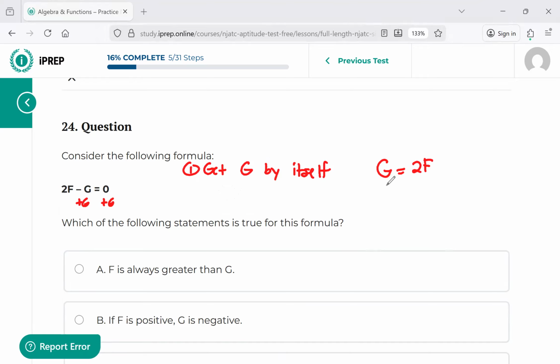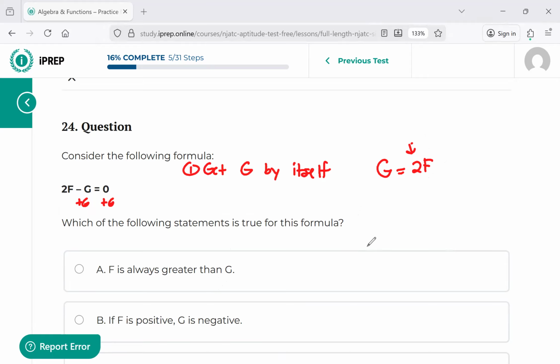Once we have that, let's test each value. Let's look at A. F is always greater than G. No, that's false. F is not always greater, because whatever F is, you're going to multiply it by 2. So that's actually the opposite. What if F was 0? Then G would be 0, so that's false.